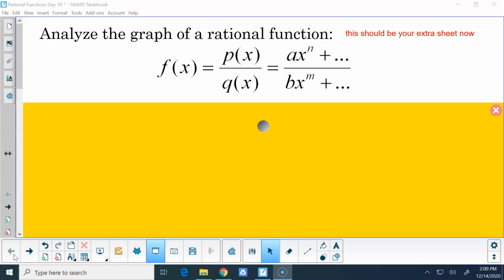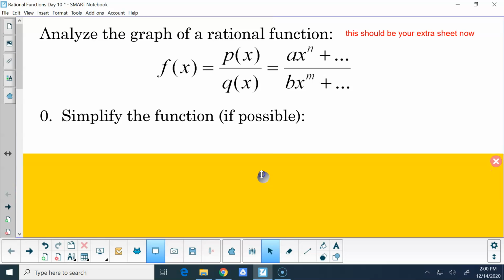Now that our steps have all been filled in, we can go through our supplemental sheet, or what should be our supplemental sheet now. We should be able to make sure that everybody's on the same level. Okay? So if we have a regular old function and we want to graph it, the first step on our sheet should be to simplify the function if possible.